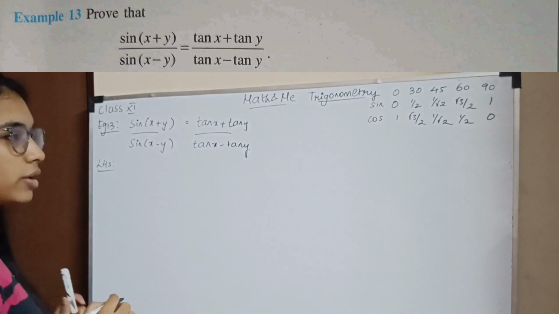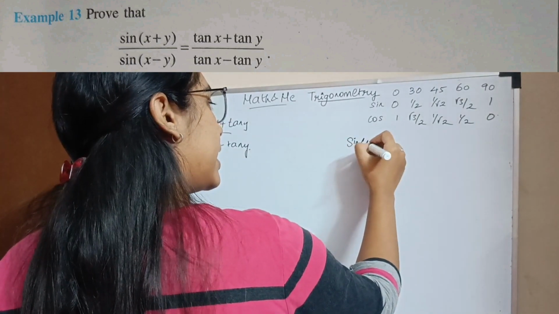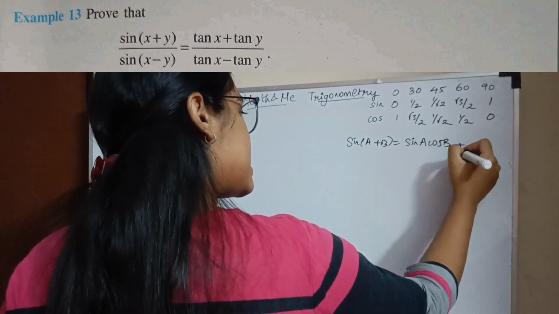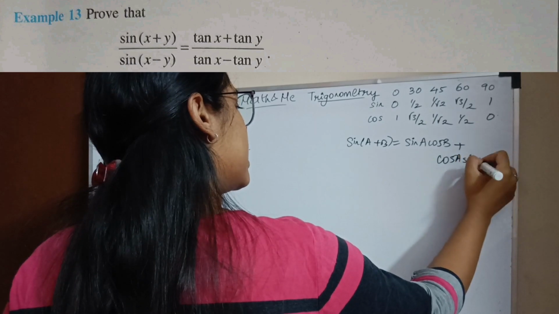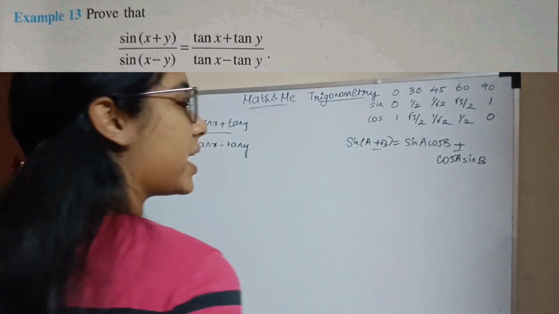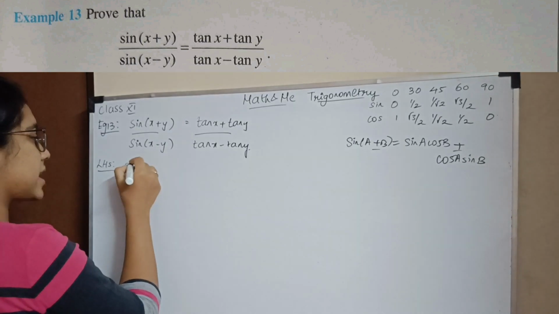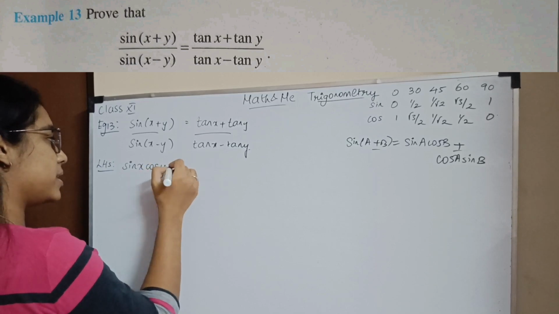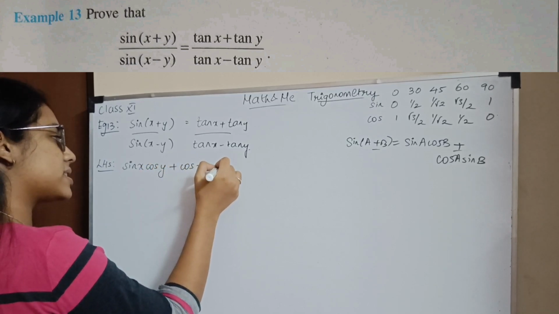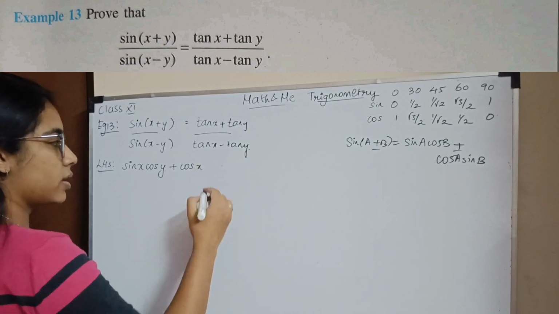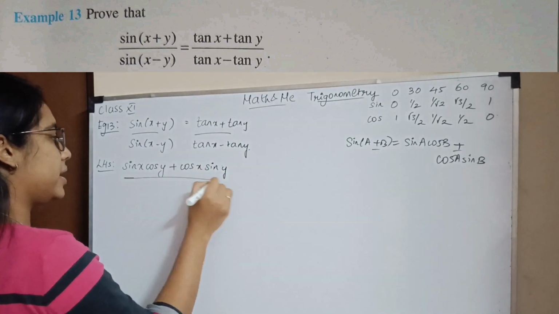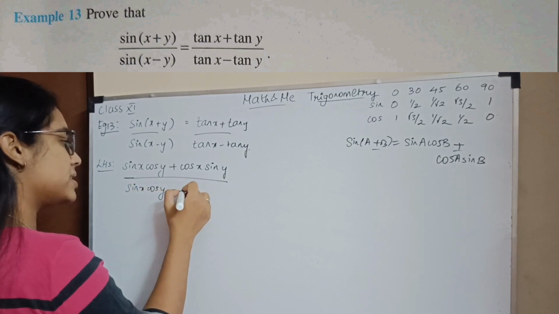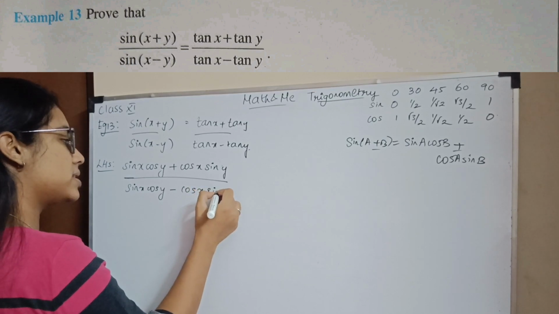When I take my LHS, what formula do I know? Sine of a plus b is sine a cos b plus cos a sin b. Correct? This is minus, so I will have a minus here. So, sin a cos b plus cos a sin b, divided by, in the denominator, sin of a minus b. So, it will be sin a cos b minus cos a sin b.